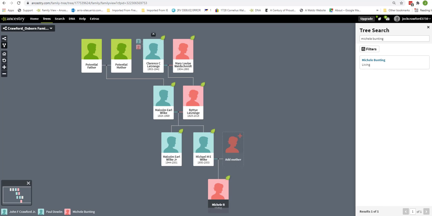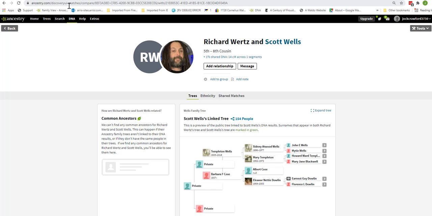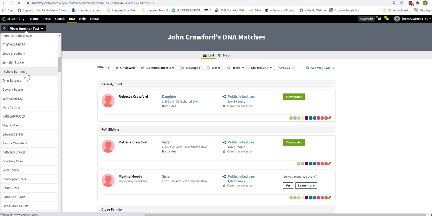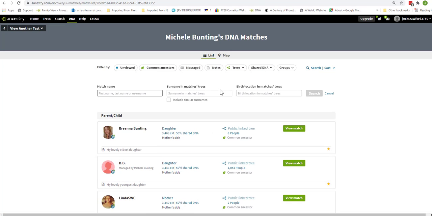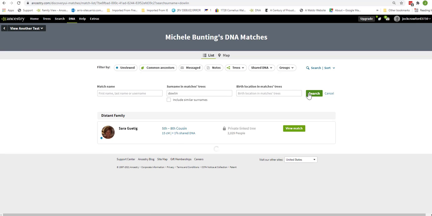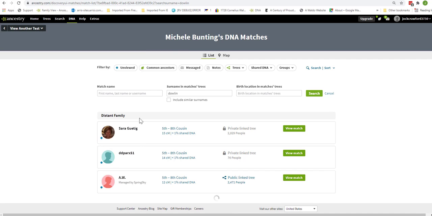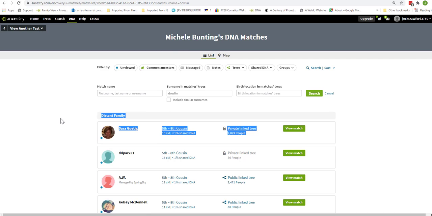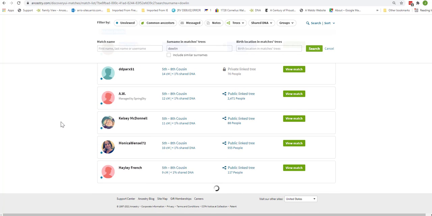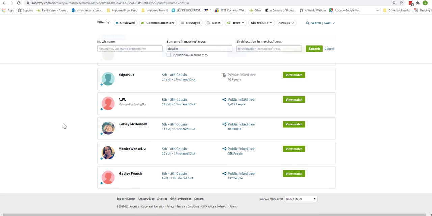While we're looking at Michelle, what I wanted to do was look at her matches, because Michelle shared with me. Search Dowlin. So notice that Michelle gets a match with Doug Parks also. More evidence that the Crawfords who go back to Samuel and Mary have a common ancestor with the Dowlin descendants who go back to Paul Dowlin and Margaret Brown.